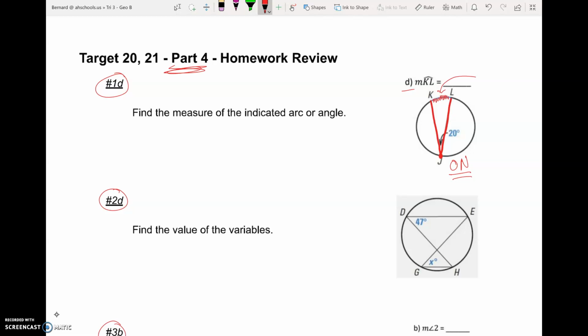And so if we know our angle is 20, if the angle is 20, then our arc has to be twice as big as that. And so the measure of arc KL is going to equal just 20 times 2, which is 40 degrees. Perfect. And again, if we would have known the arc instead of the angle, then we would have divided by 2. But if we're working with the angle and creating the arc, we times by 2 because the arc has to be twice as big as what our angle was.